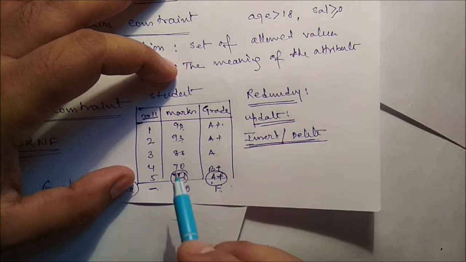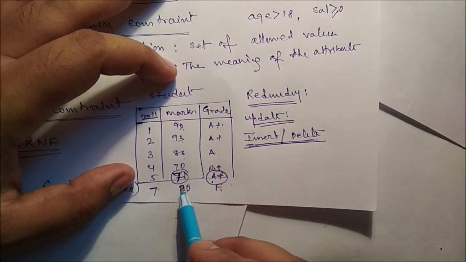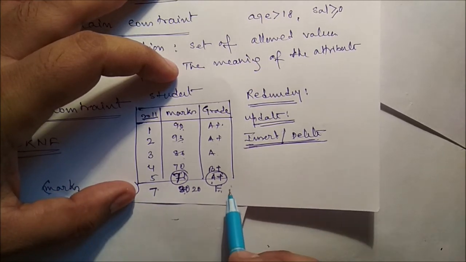Now suppose roll number 7 is there, who got say 20 marks, who got 20 marks, so fails. Now roll number 7 wants to leave this particular college.